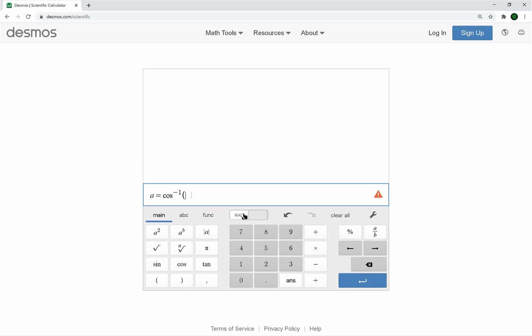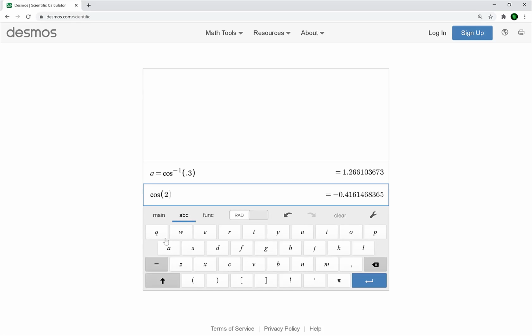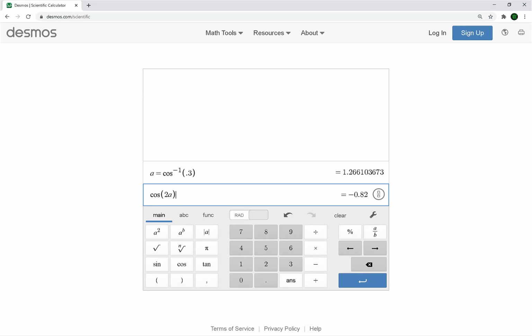And it doesn't matter, degree or radian. Let me go to radians. So there it is. There's my angle. And now look what's going to happen. I'm going to push cosine, and I'm going to push 2A. And because I'm pushing 2A, that better give me that negative 0.82, or else I'm a fraud. And there it is, guys. Look at that. Cosine of 2A is negative 0.82. Do you guys see what we're doing here? Wow, this is so awesome.